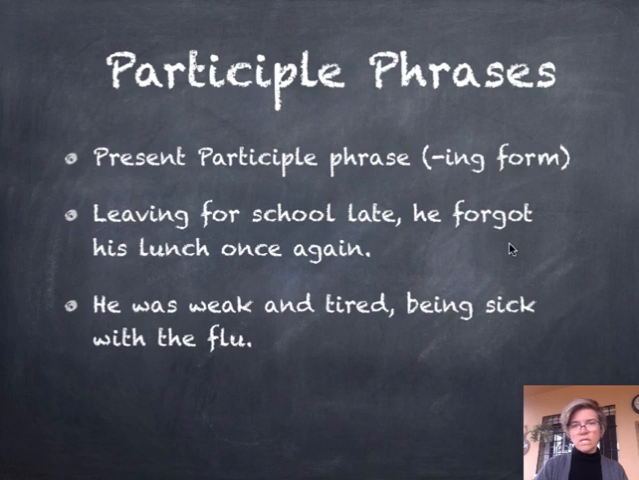Leaving for school late, he forgot his lunch once again. There I'm using it at the beginning of the sentence. Here in the second example, I'm using it in the second half of the sentence. He was weak and tired, being sick with the flu. Okay, see how I'm adding another piece of information. Instead of saying he was weak and tired, he was sick with the flu. Okay, see how that's kind of a repetitive, choppy, lots of simple sentence structures. Instead, I can add another piece of information in a different way that adds variety to my writing style.